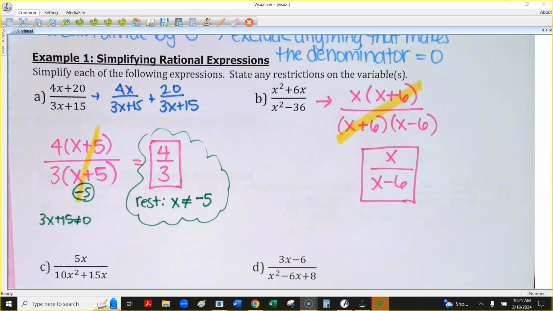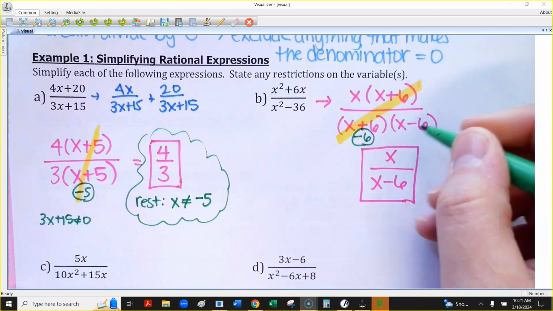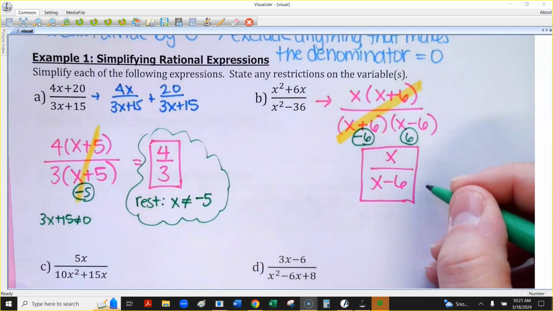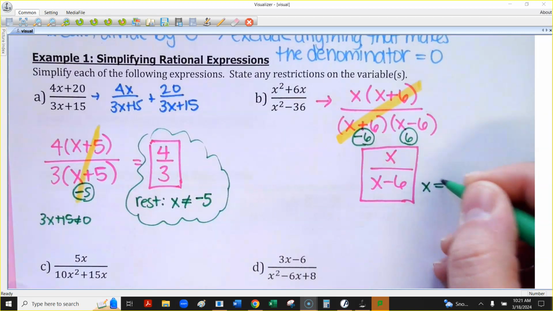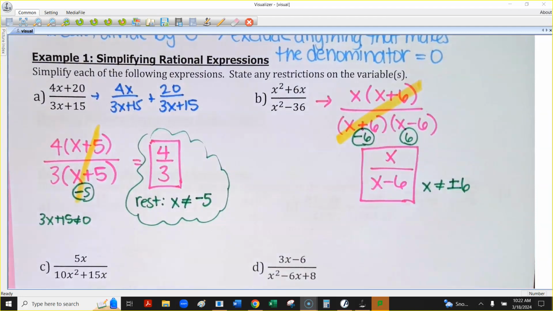Okay, now I have to go back here. Anything that would make my denominator 0, even if we crossed it out, we have to exclude. So even though we crossed this out, negative 6 would cause that to be 0, positive 6 would cause that to be 0. So I have two restrictions here. X can't be, and if you want to just write it like this, plus or minus 6. It can't be 6 or negative 6. There's two restrictions there.